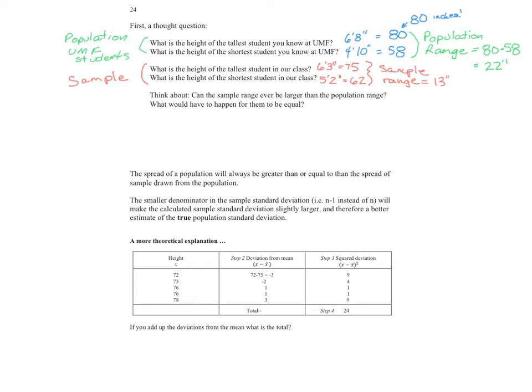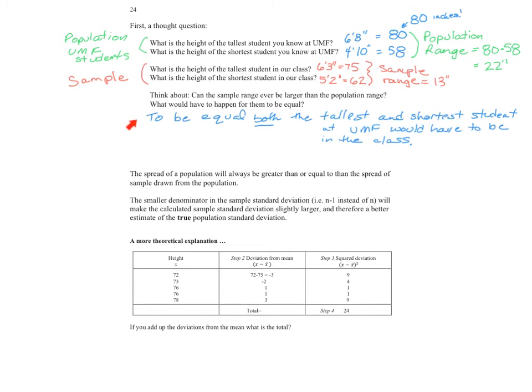So can the sample range ever be larger than the population range? What would have to happen for them to be equal? To be equal, both the tallest and shortest student, just by chance, out of the 2,000 students at UMF, both the tallest and the shortest would have to be in this class. And it's impossible for the sample range to be larger than the population range, because you can't have somebody taller than the tallest person in the population, or shorter than the shortest person in the population.